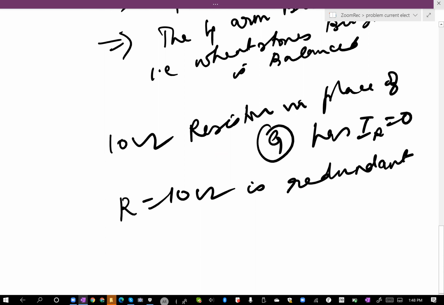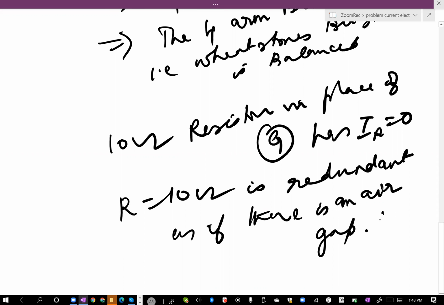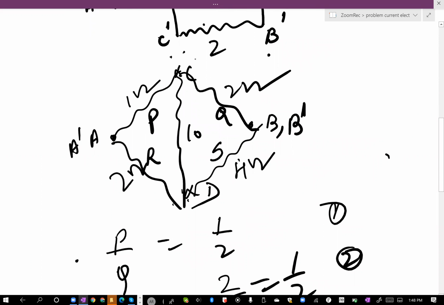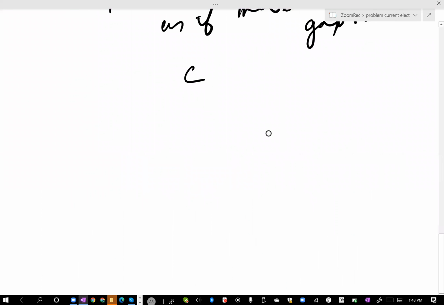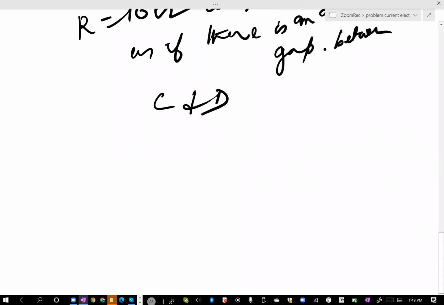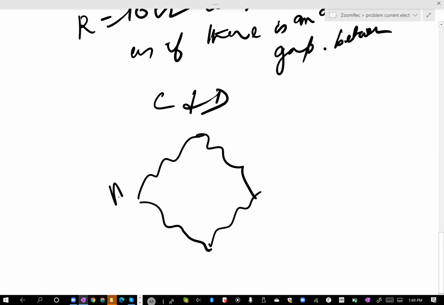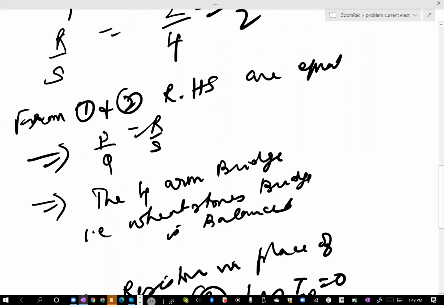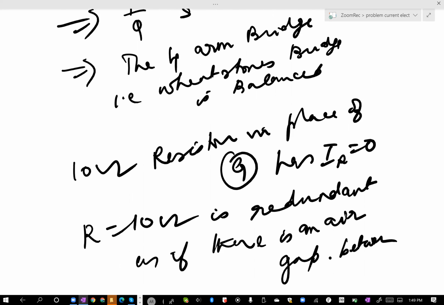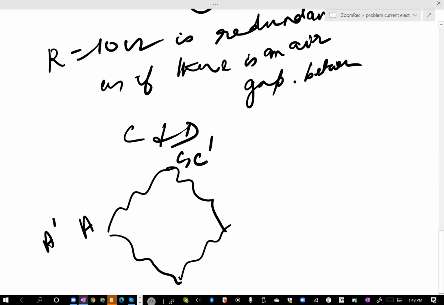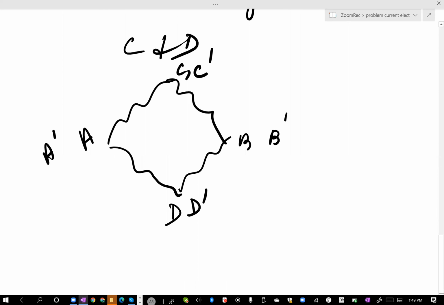But that's not 0. But it is redundant, as if there is an air gap between C and D. That's the thing, because there is an air gap between C and D. Therefore, the equation now will become, here you have the four arms, and here you have A and A dashed, and on top you have C and C dashed, and this is your B and B dashed, and this is your D and D dashed. This is how it is.